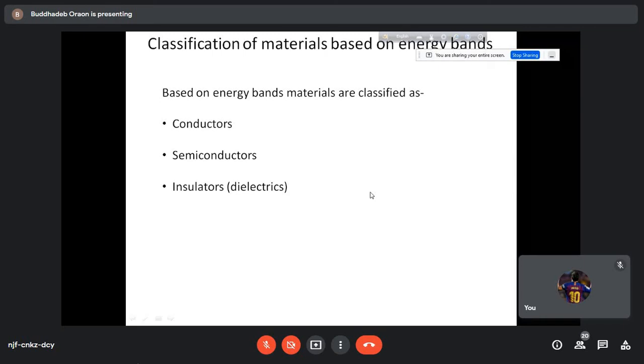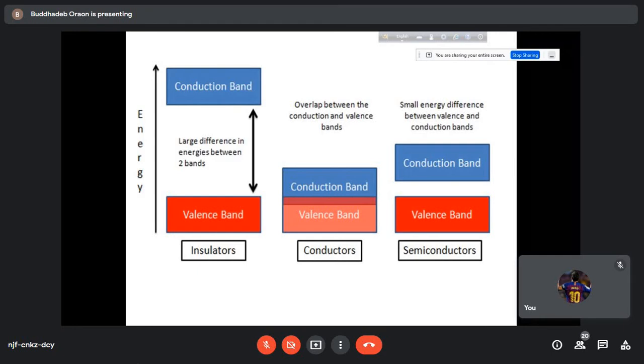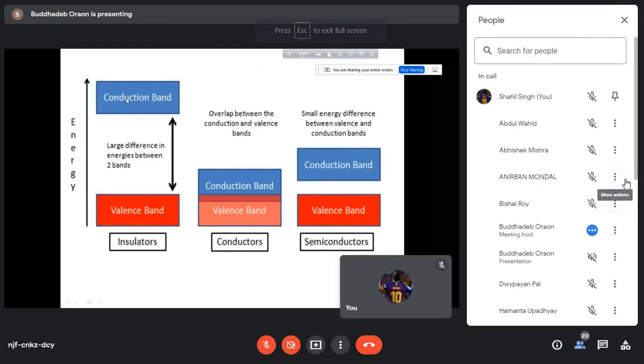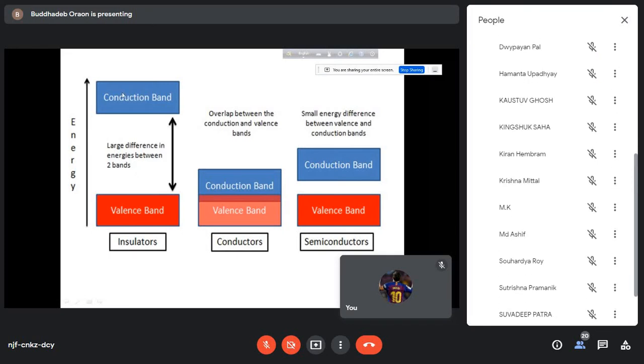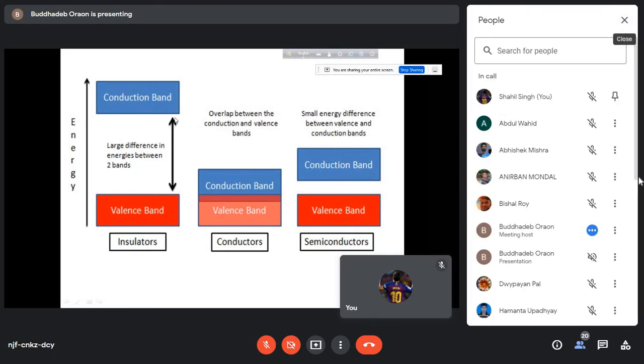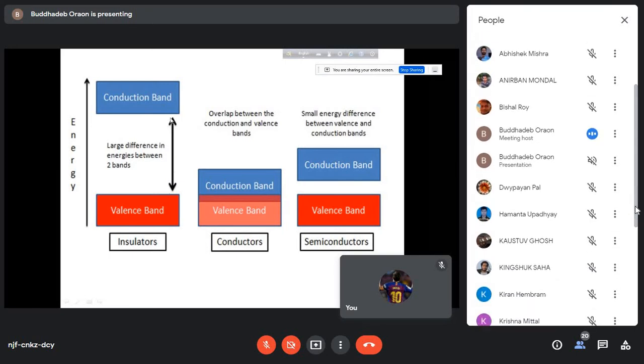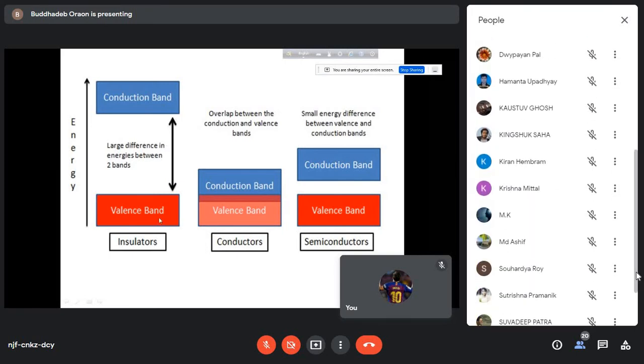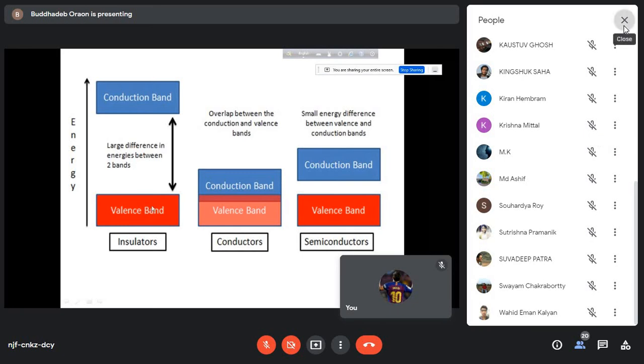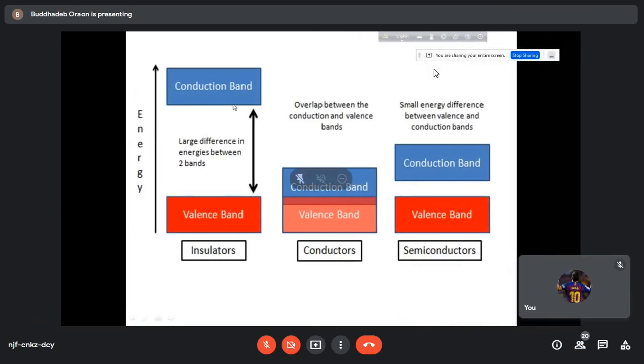So, the classification of materials based on energy bands we have already discussed, and we can classify them like this. In the case of an insulator like diamond, we have a very huge gap of around 5.6 electron volt between the conduction band and valence band, and that is why it is quite impossible to take an electron from the valence band to the conduction band. Even thermally we cannot activate the electron to cross this energy gap.